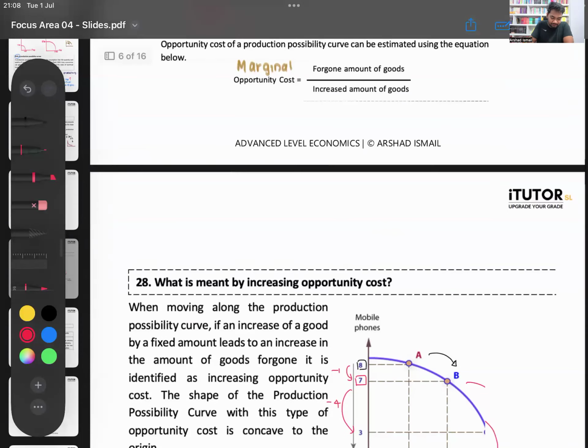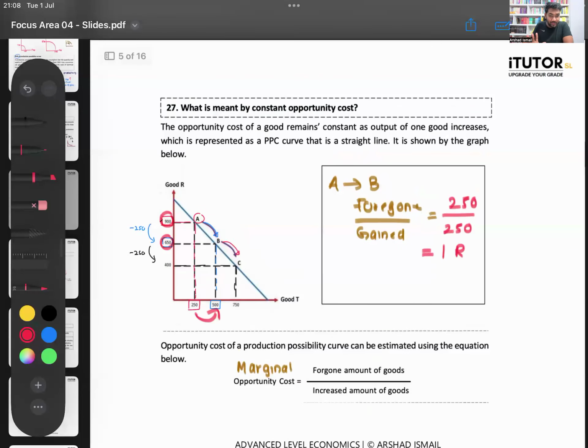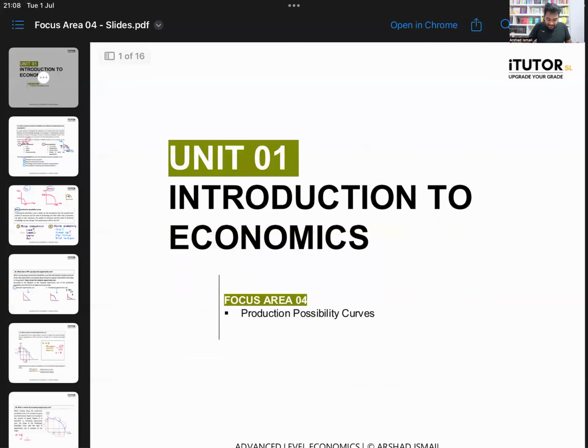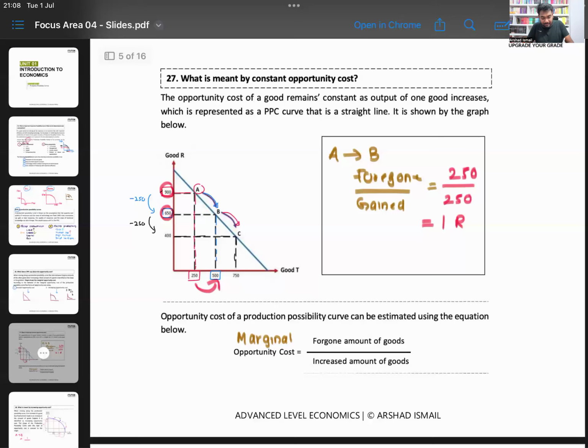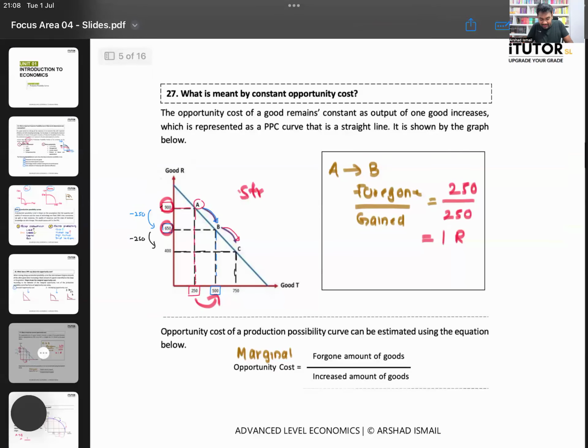So then remember, Lamai, what is constant opportunity cost again? Constant opportunity cost is where, when you increase the production of one good, the amount of the other good you sacrifice remains constant. As a result, what happens? Your PPC becomes a straight line.